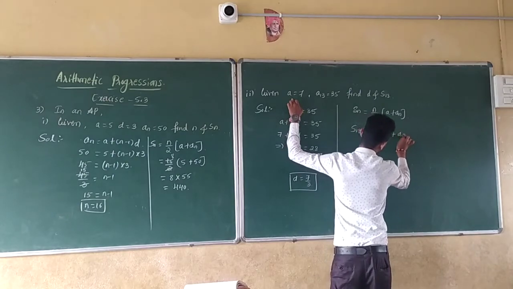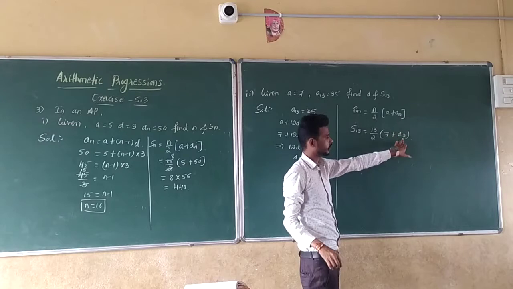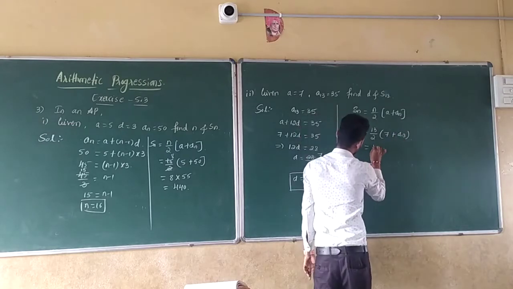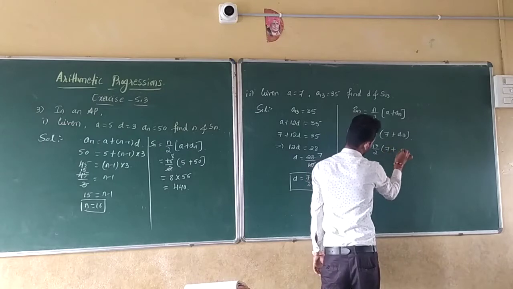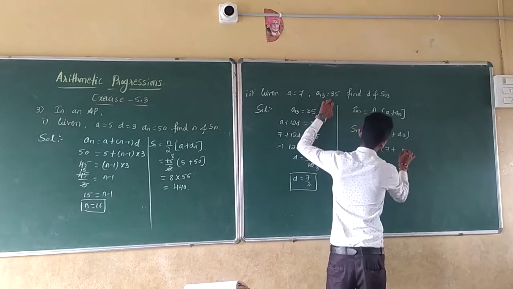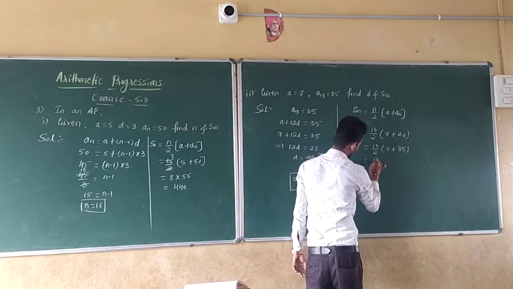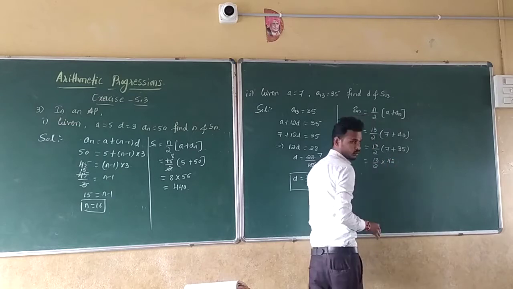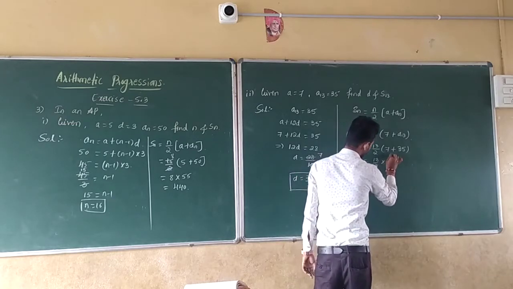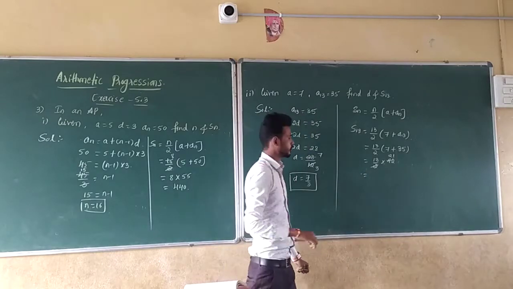So this will become what? a13. So 13 by 2 into 7 plus a13, how much is there? 35. So which is equal to 13 by 2 into 7 plus 35, 42. So which is equal to 2 ones are 2, 21. So what will you get as the answer now?